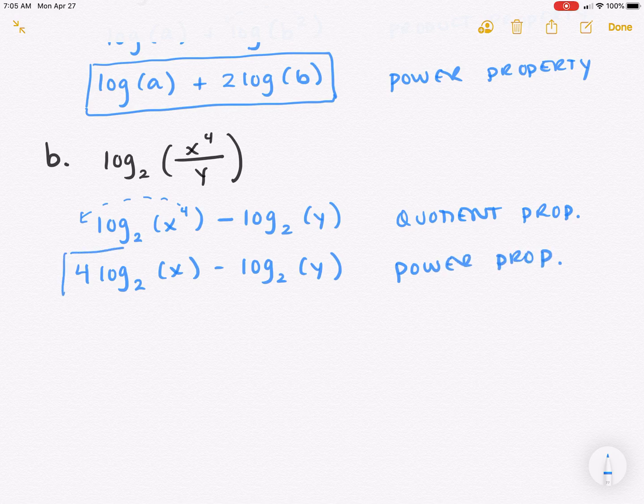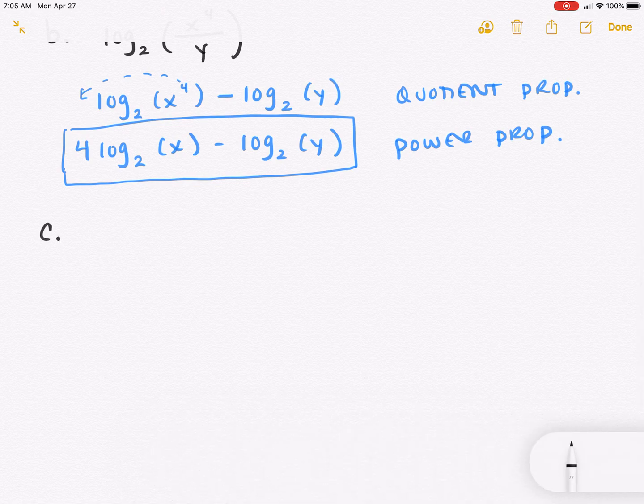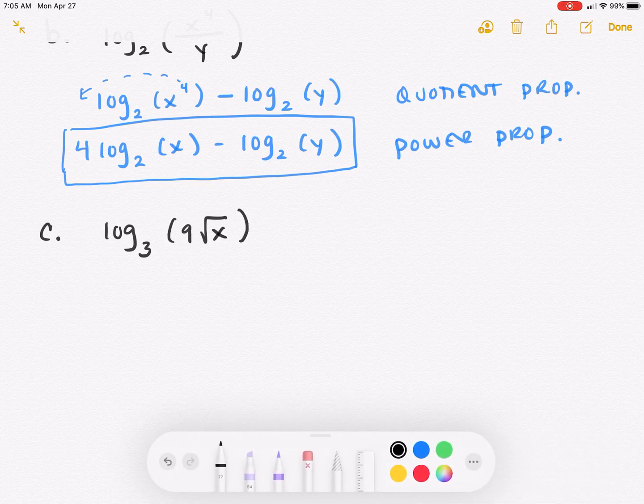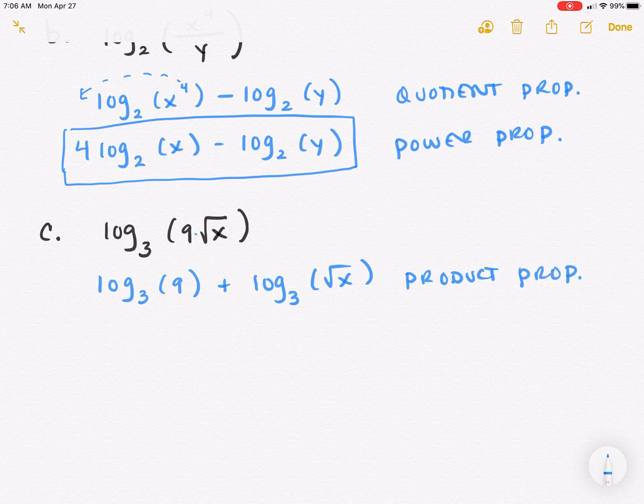So again, another little easy example. Let's finish with one that's maybe going to be just a little bit more to it. You're going to have definitely a mix of both in your homework. Log base 3 of 9 square root of x, and we need to expand. So when I see this, the first thing you should recognize is that we have the product of two terms. So I'm going to write this as log base 3 of 9 plus log base 3 of square root of x. Okay? Product property.